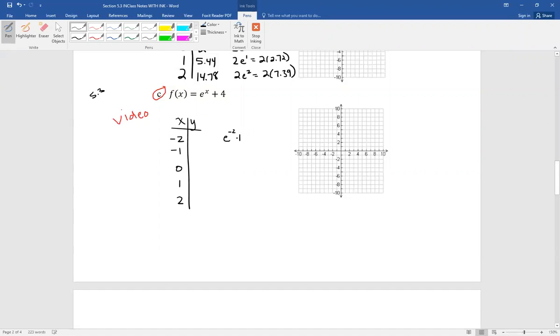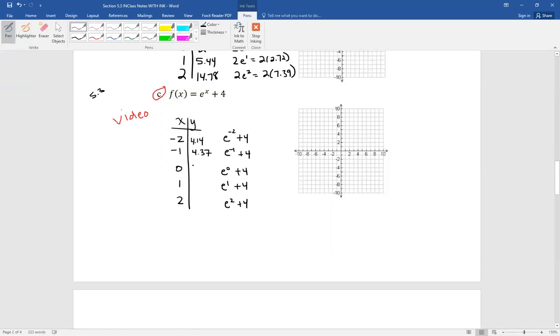So I'm going to be using my calculator to help me evaluate the following arithmetic. And e squared plus 4. So you would get your calculator out and you would use your second shift E button, whichever order you have to enter that in. And I'm going to do e to the -2 and then plus 4, and I get 4.14. Then I'm going to do e to the -1 plus 4 is 4.37.